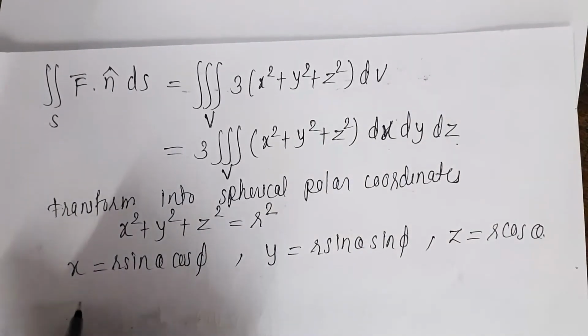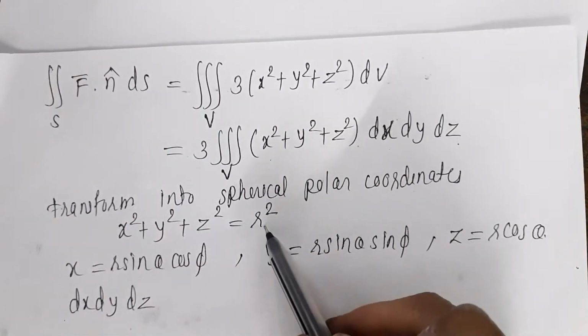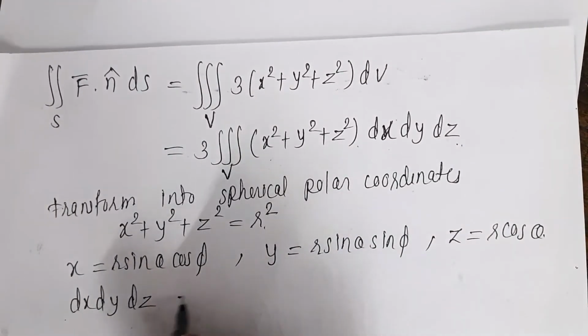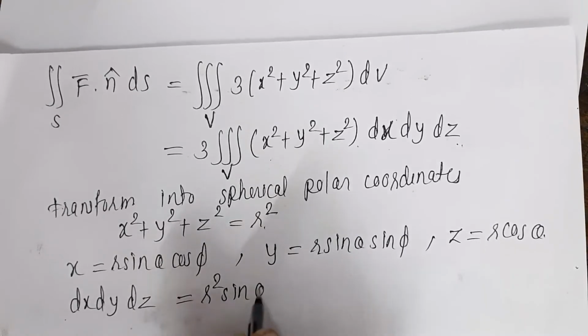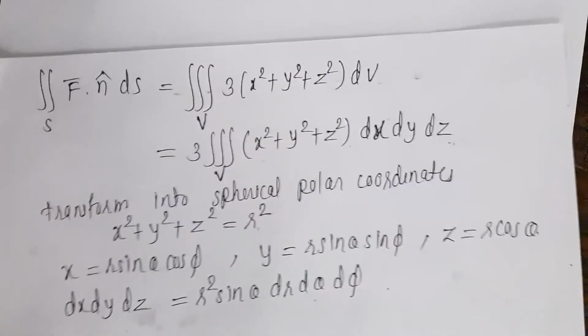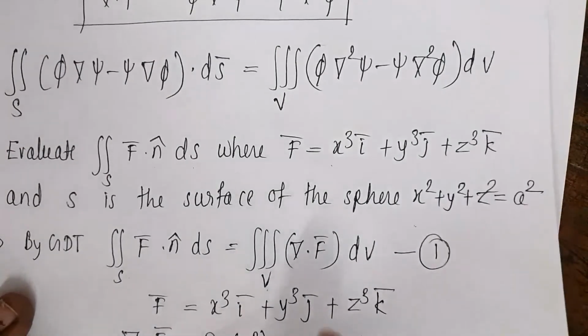Now what is dx, dy, dz? Because we require x² + y² + z², we got it is equal to r². Then dx, dy, dz also we want. So it is equal to r² sin theta multiplied by dr, d theta and d phi. Now limits for r is from 0 to a, theta is from 0 to pi and phi is from 0 to 2 pi. So what is the radius? x² + y² + z² is equal to a². So here radius is a. That's why r limit is from 0 to a.